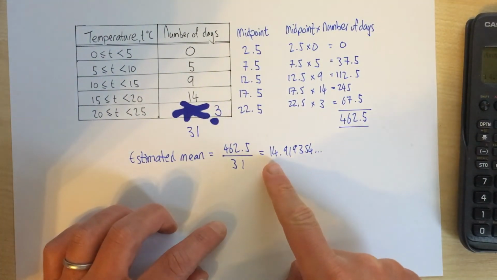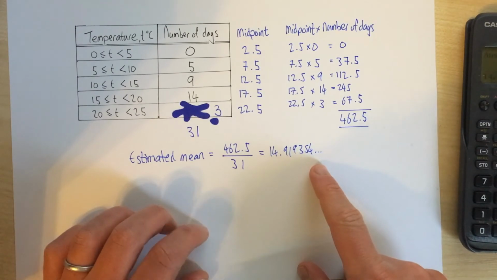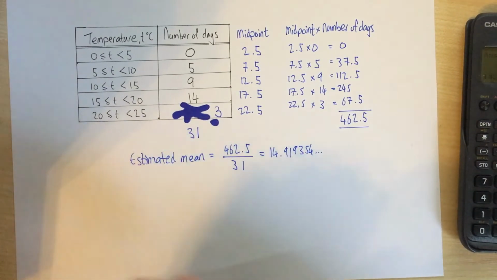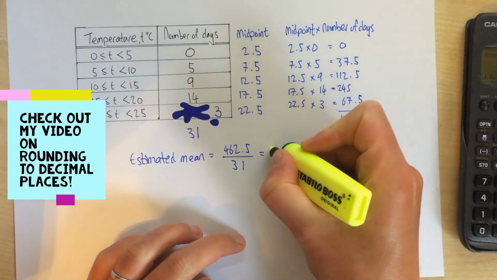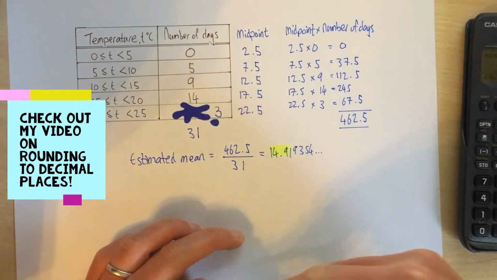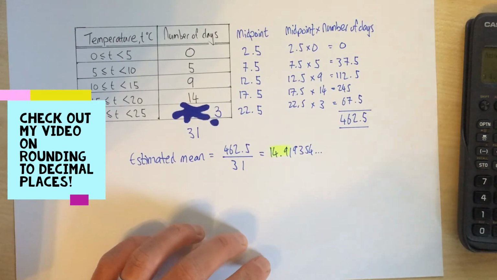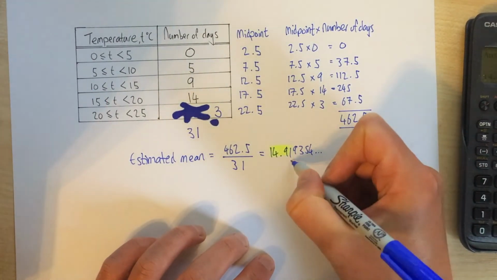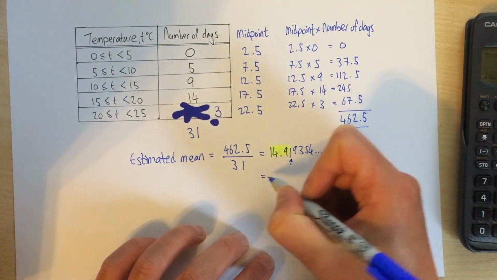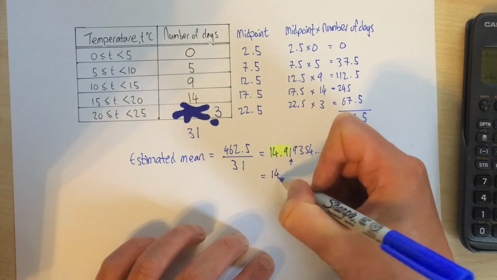Here I have an answer, but it's got lots of decimal places. It would be sensible to round this to 1 decimal place. Grab a highlighter, highlight the first 3 digits. Is it going to stay as 14.9 or change to 15.0? Look at the next digit and we can see it's much closer to 14.9.